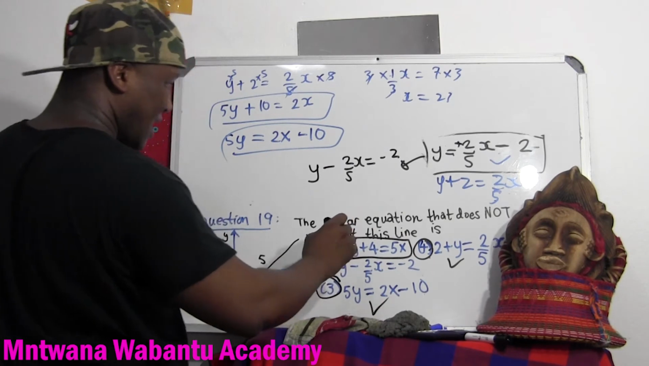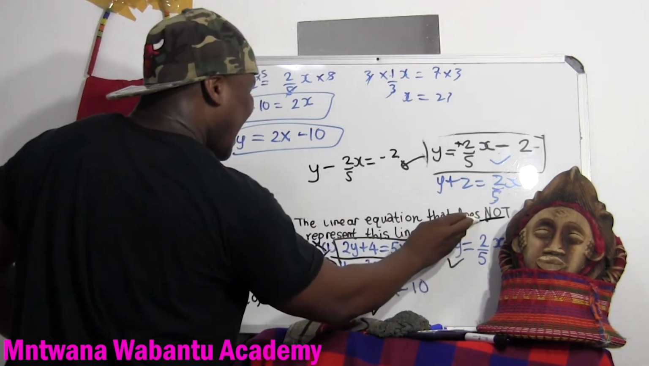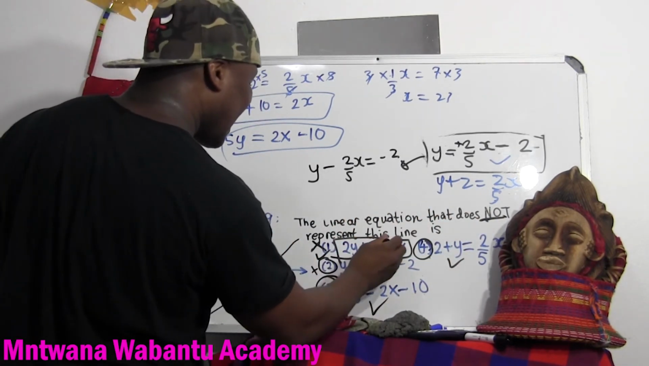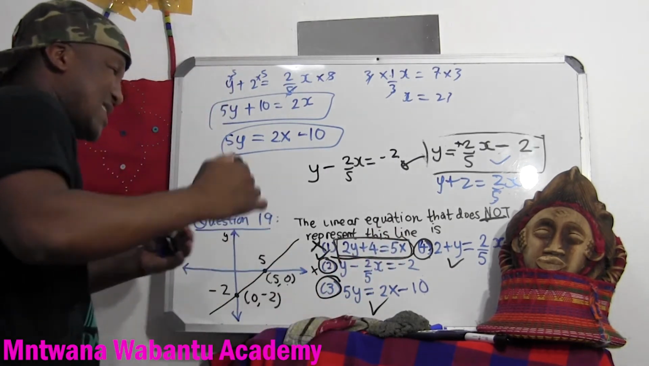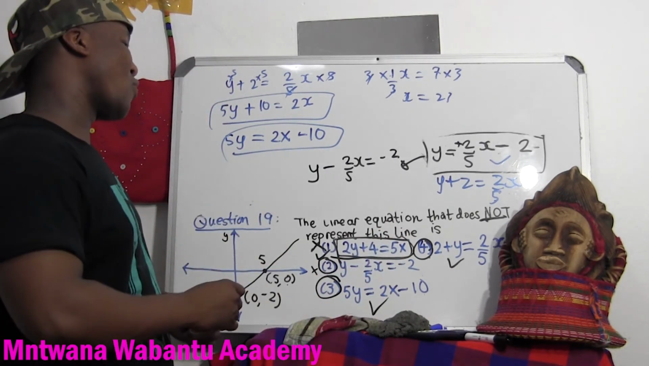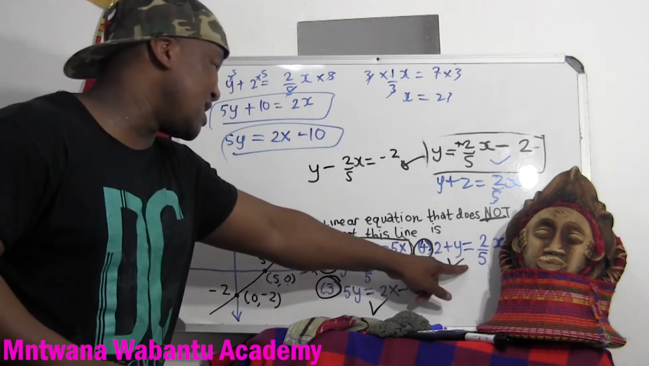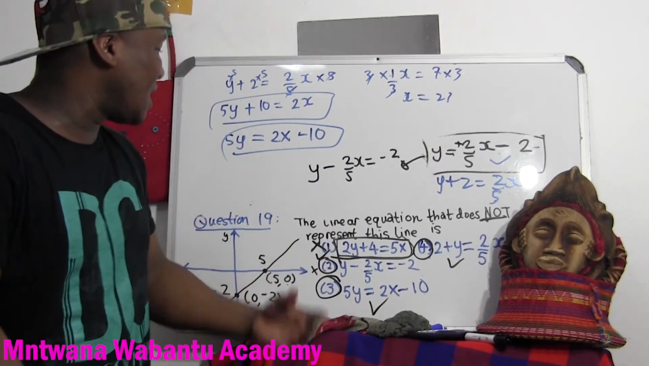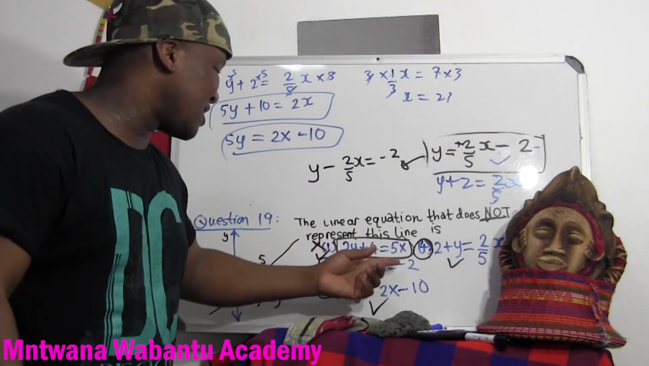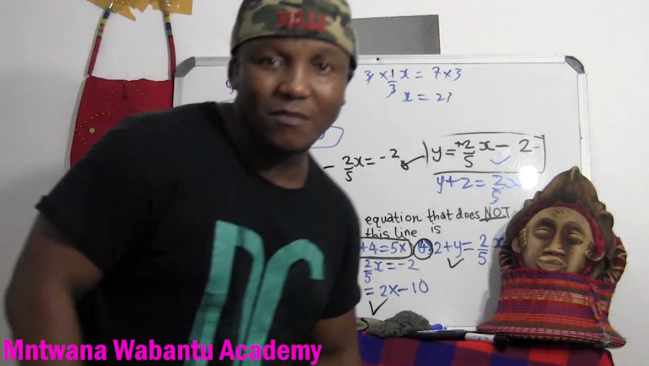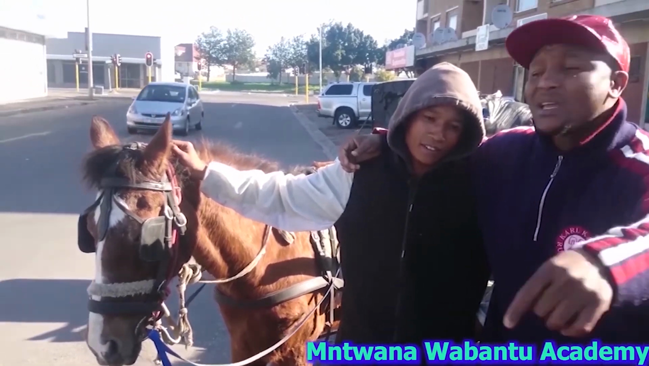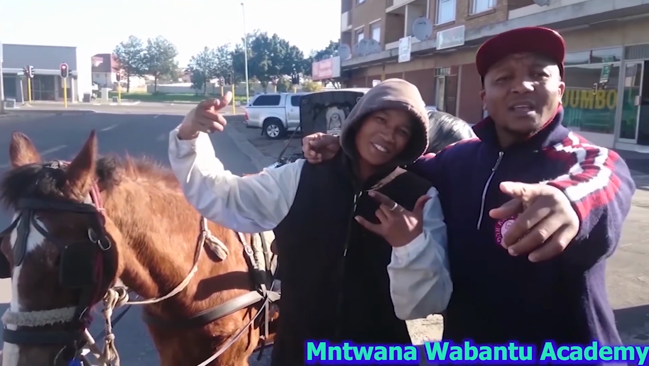You know why? Because they say the one which does not represent this line. So this does not, because it's not true, and that's what we're looking for according to the question, because we want the one which does not represent. This one represents the same thing, this one the same, but this is not. Easy, man. When you do this question, it is easy like that.